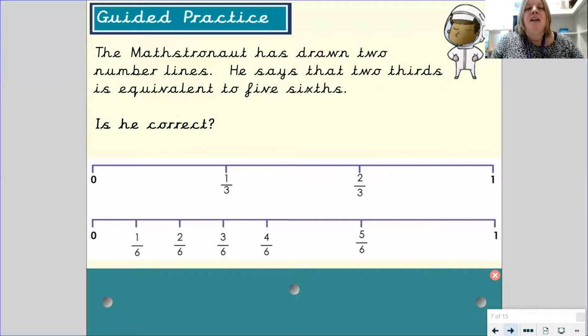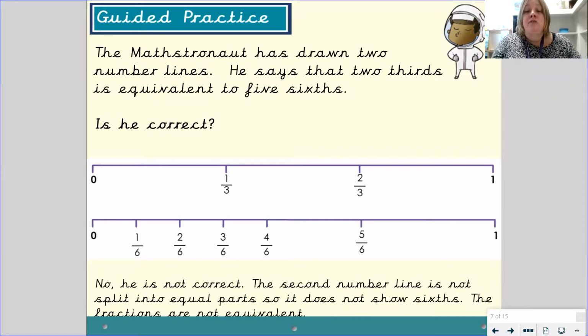The astronaut has drawn 2 number lines. He says that 2/3 is equivalent to 5/6. Is he correct? When answering this question, I want you to think about the sentence stems that we use to explain our understanding in school. Have a look at the number lines, see if the astronaut is correct, and write a sentence for your answer. Pause your video. Let's have a look at the answer together.